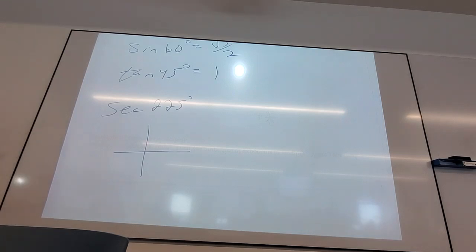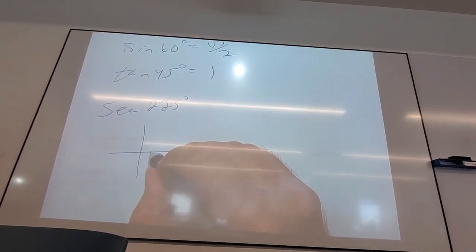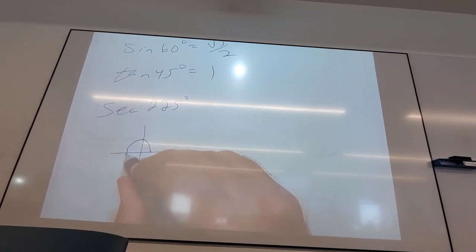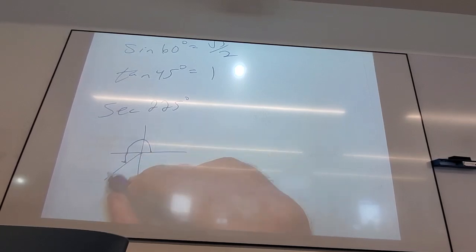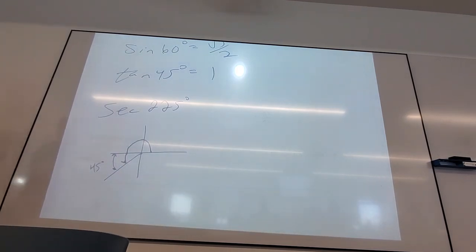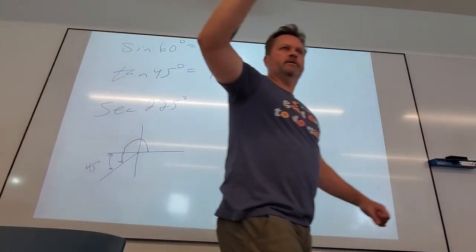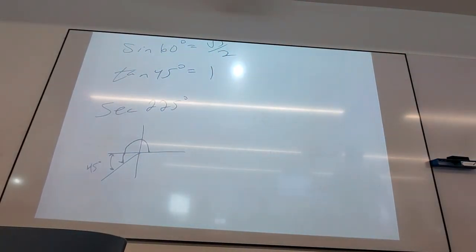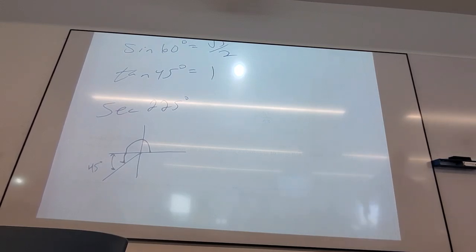So 225 is where? It's in the third quadrant. Because this is 180, and how far did it go past 180? 45 degrees, so that's my reference angle. A reference angle is just how much you overshot or undershot the x-axis. That's all a reference angle is, because then you've effectively put it in the first quadrant.